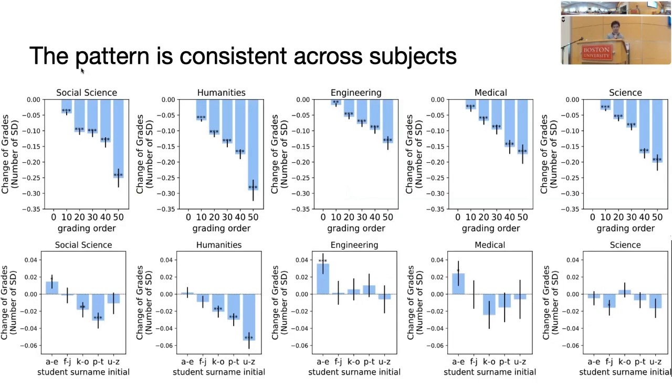And this pattern is generally consistent across subjects, especially in the upper column, which shows the sequential bias. For the initial disparity, we show that there are way larger effects in the social science and humanities areas compared with the engineering, medical and science areas, potentially because those assignments take a lot longer time to grade and involve more subjective aspects.